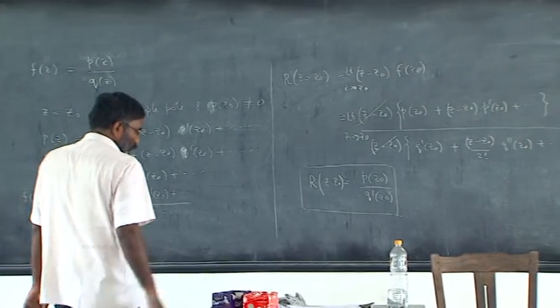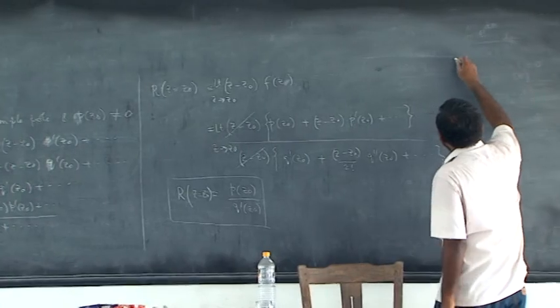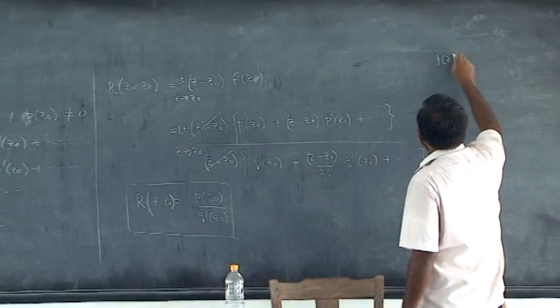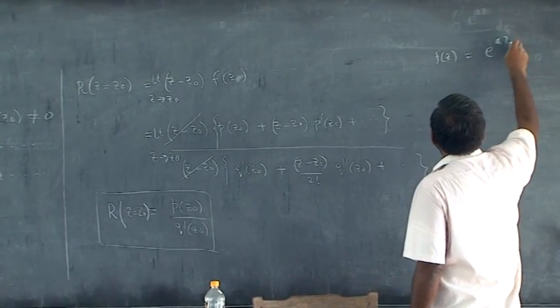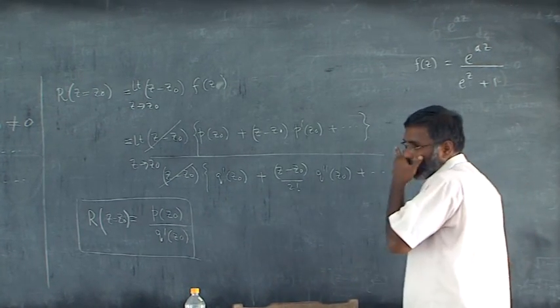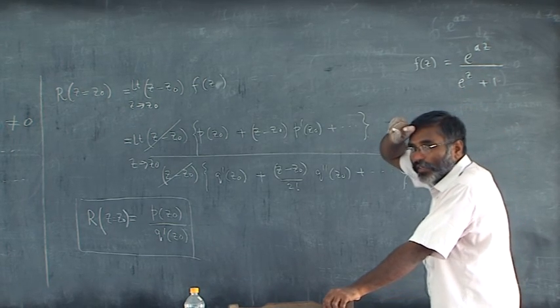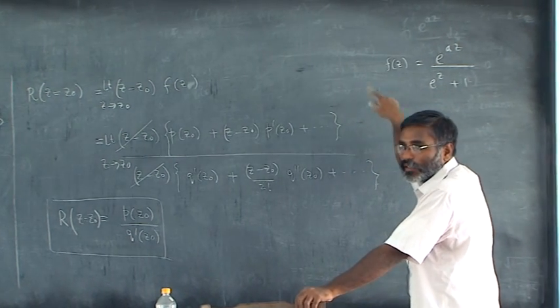So the question was asked during the tea time in the context that we had this f of z in the morning as e power a z divided by e power z plus 1, right? So I had expanded this around z equal to i pi to get the residue.